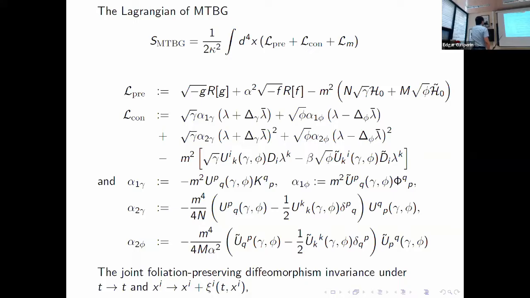Now we can go back from the Hamiltonian picture to the Lagrangian formulation. The Lagrangian of MTBG is given by the starting point, plus the part which contains the dependence on the small lambda, which is the Lagrange multiplier. Then basically, now we are going to work on this theory. But as I mentioned, in this term there's a dependence on the 3-dimensional metric, and this is a 3-dimensional Laplacian. So the Lorentz symmetry is already broken. In this theory, there's still the symmetry preserving such kinds of transformations.